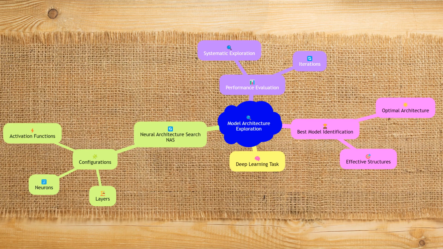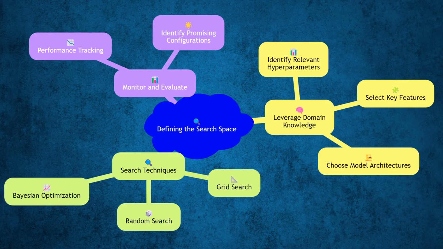A third case study involves the exploration of different model architectures for a deep learning task. The search space includes various configurations of layers, neurons, and activation functions. By using Neural Architecture Search, NAS, the data scientist systematically explores different architectures and evaluates their performance. After several iterations, the data scientist identifies the architecture that results in the best model performance. This case study demonstrates the importance of exploring the model architecture search space to identify the most effective structures for specific tasks.